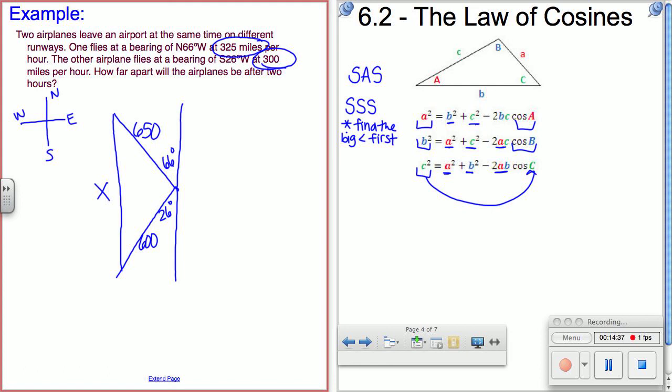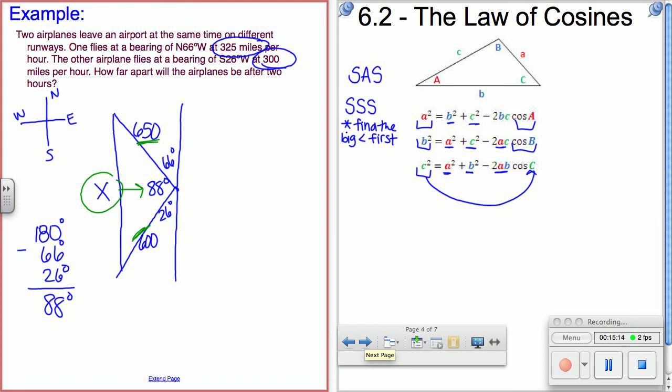Now, I know a straight line makes 180 degrees, so if I take 180 and subtract 66 and 26, I know that the leftovers is 88 degrees. So I'm going to put that 88 degrees on the inside there. But now, I'm trying to find this side. It matches with 88 degrees. And I know the other two side lengths. So it looks like I have a nice setup for the law of cosines.